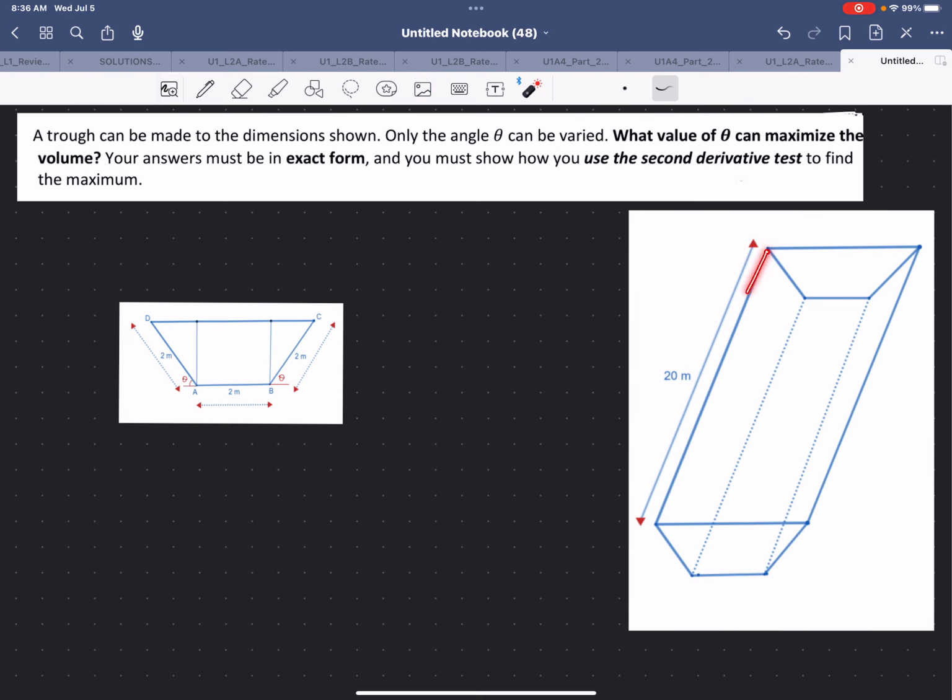Now, as you can see in here, we're not talking about the depth of the trough, which serves as the height of this trapezoid-based prism, which means that the volume of the trough will depend on the area of the base. So whenever the area of the base is a maximum, for whatever theta, then the volume will become a maximum. So that will simplify the solving process because we will not have to consider this 20 meters. We can, but that will just make the coefficients in the equation bulkier and bigger. So let's get to work.